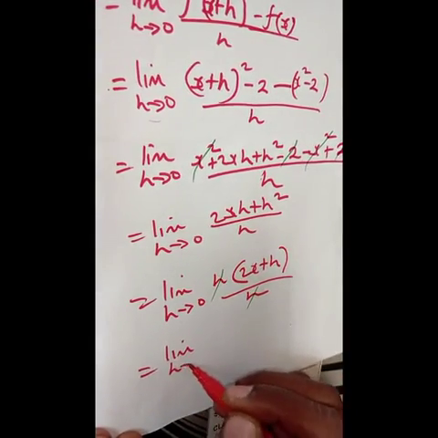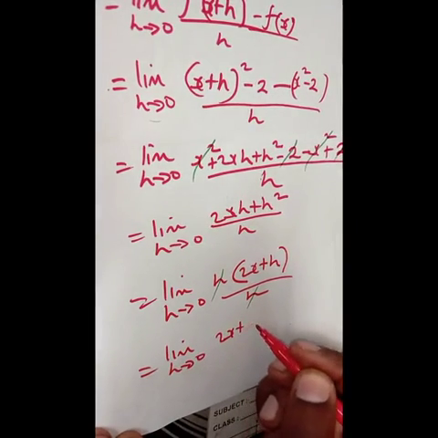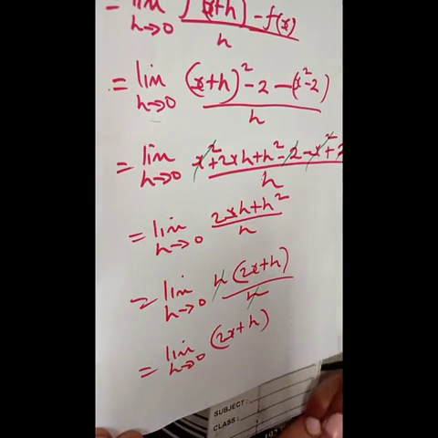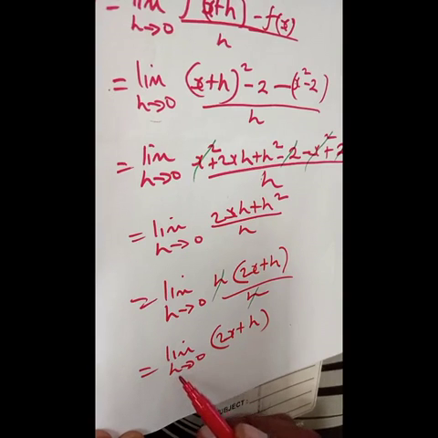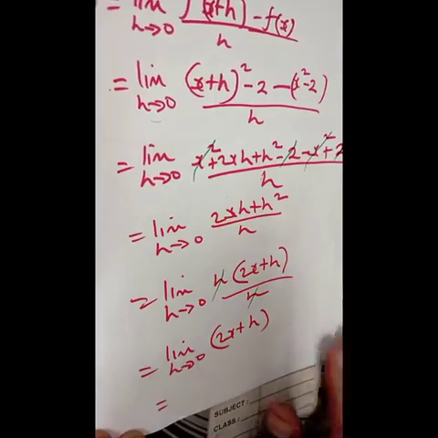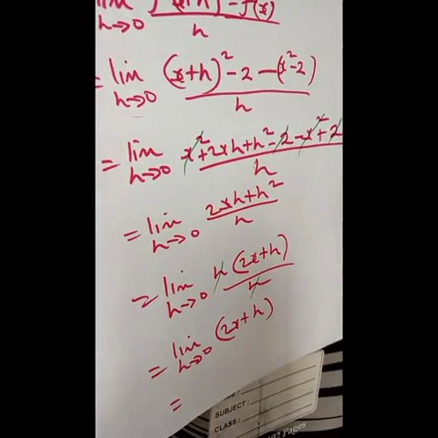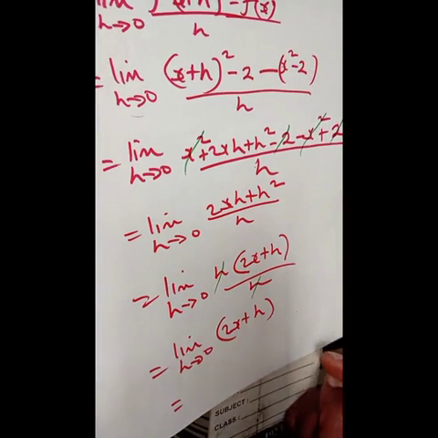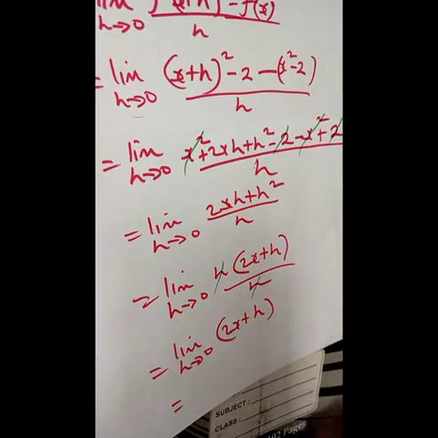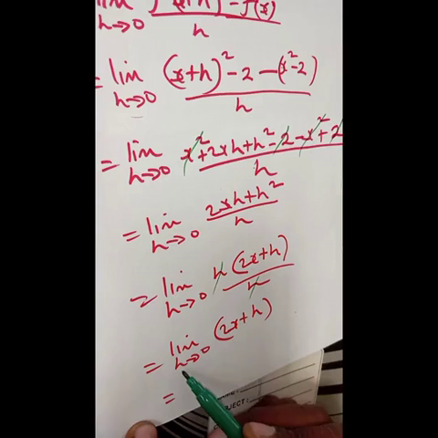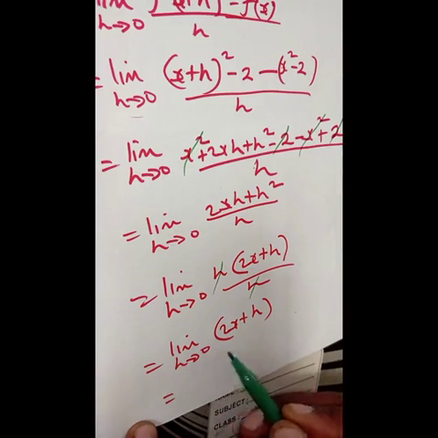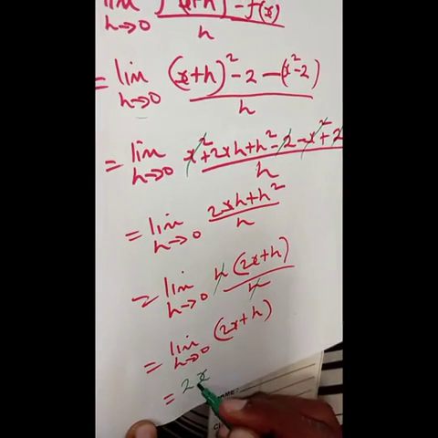So limit h tends towards 0, then 2x plus h, like this. Limit h tends towards 0 means h is becoming too small to be considered. So wherever there is h, we won't include it. This h won't be included because h is going towards 0. So the answer will be just 2x.